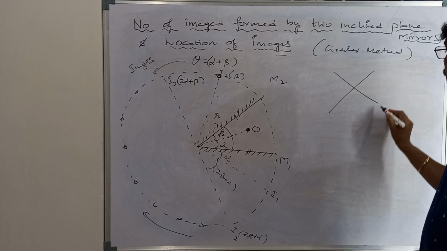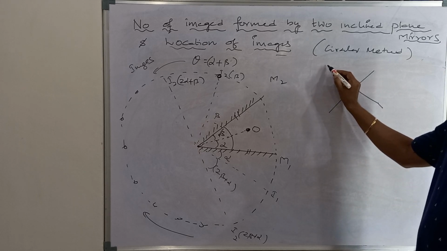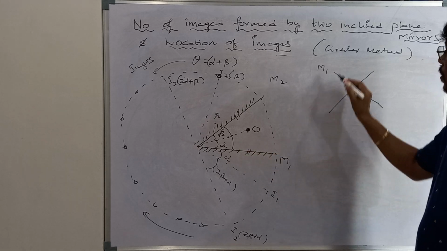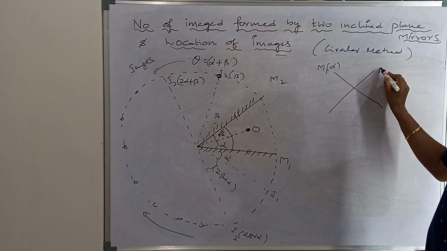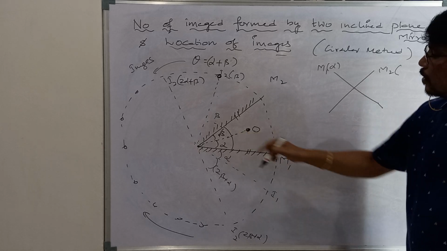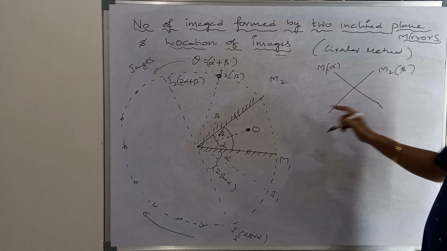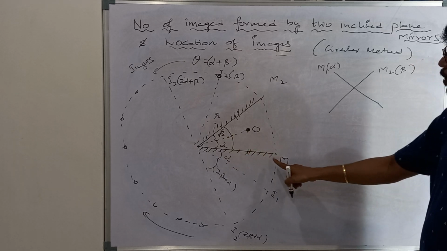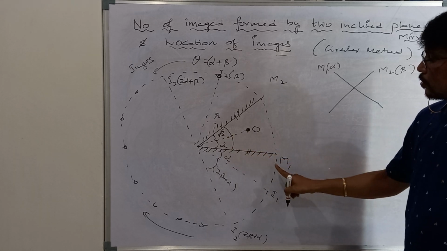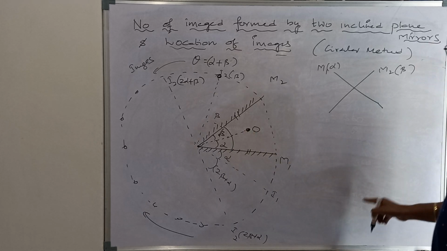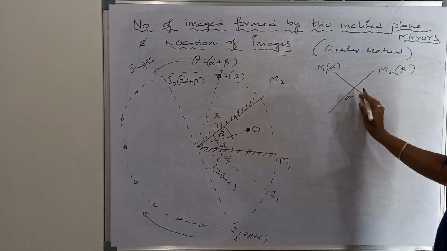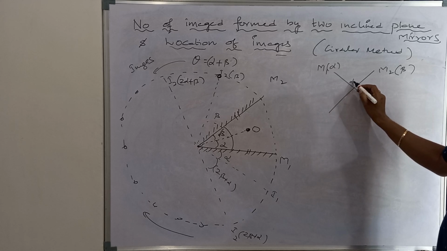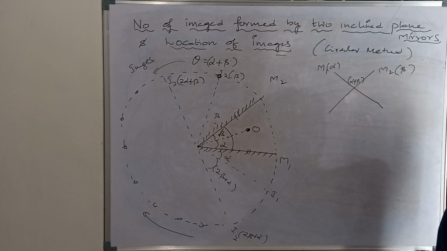See the cross method. See here, this is the first mirror M1. What is the angle here? The angle is alpha for the object. The next mirror is M2. What is the angle? The angle is beta. M2 makes beta with the object, and M1 makes alpha with the object. So the total angle is alpha plus beta.